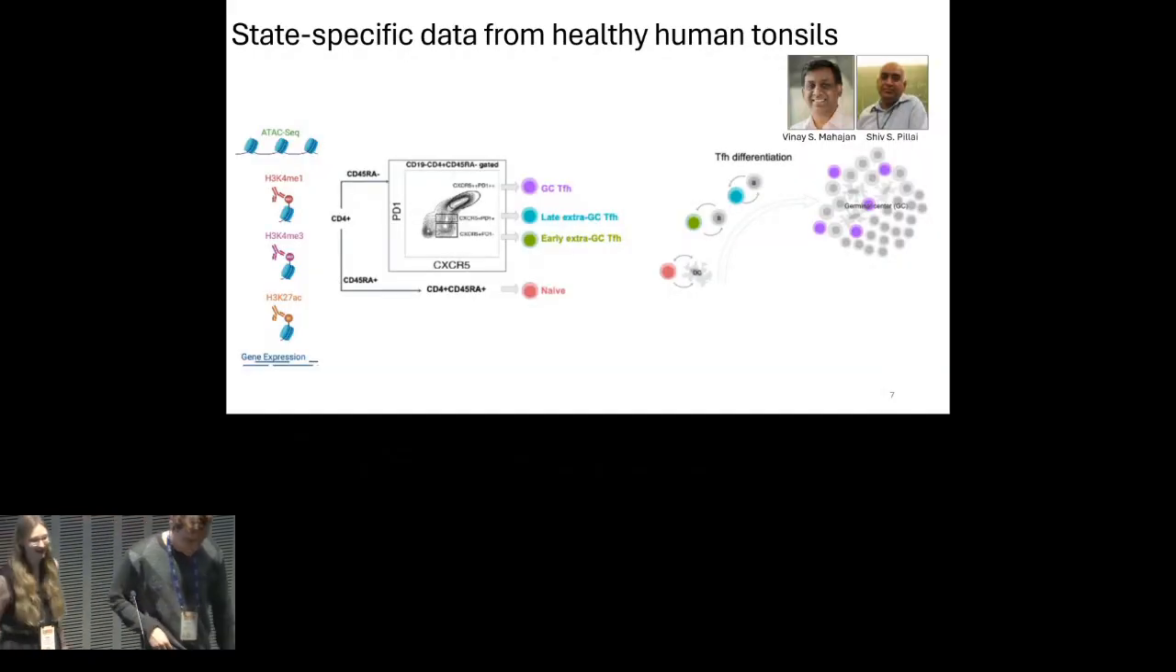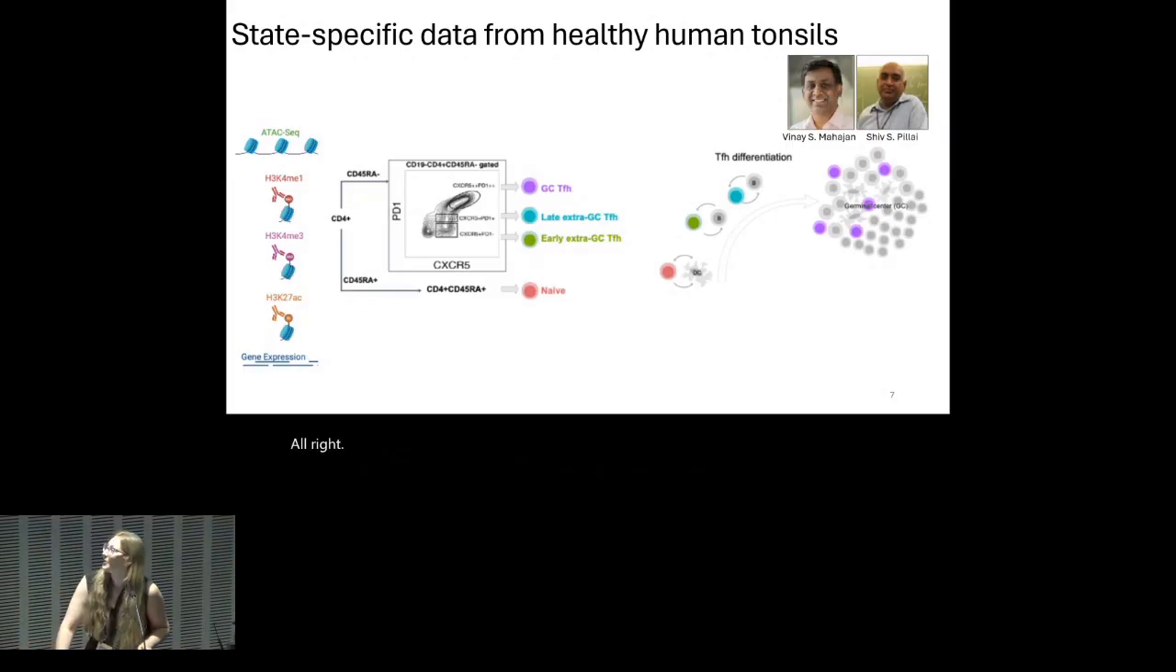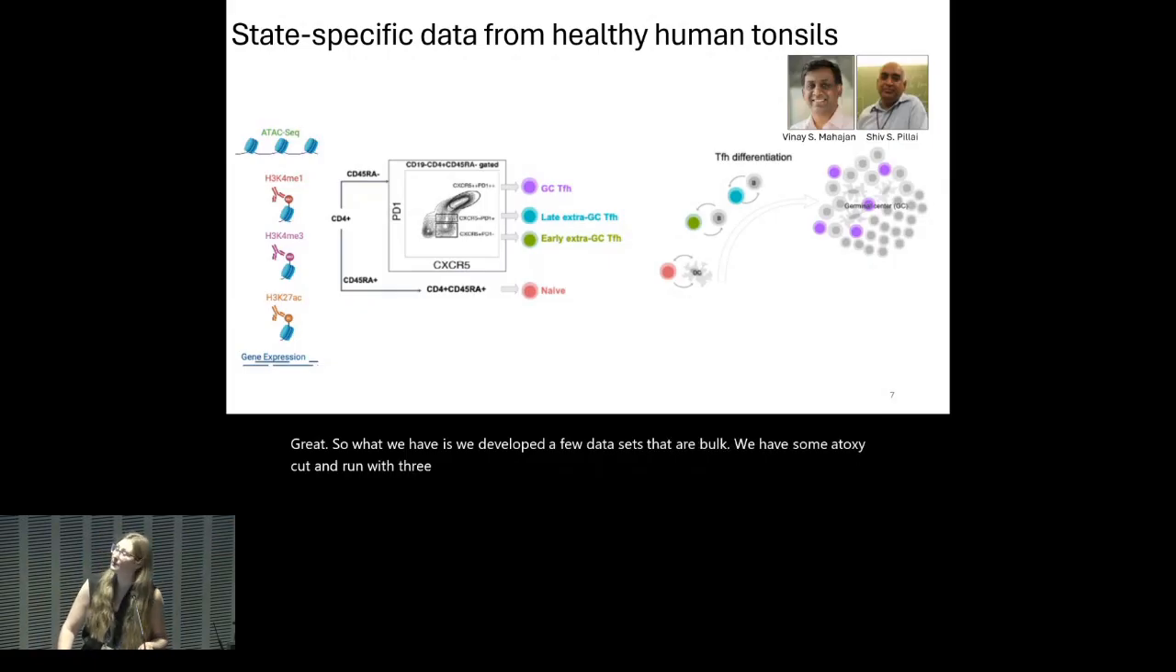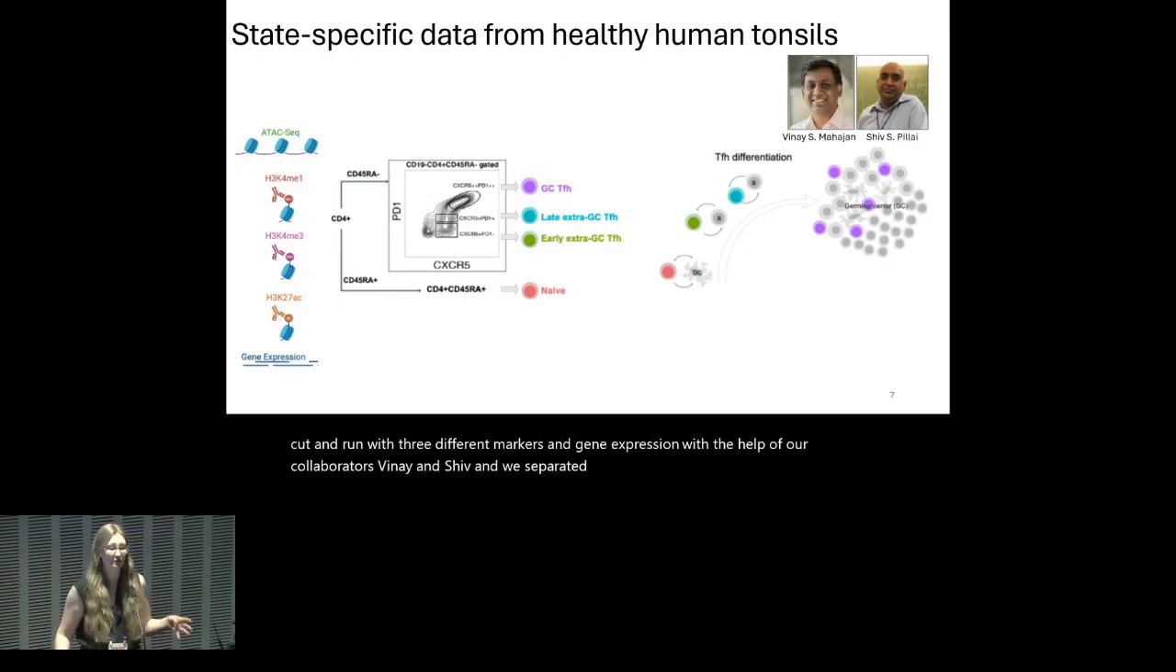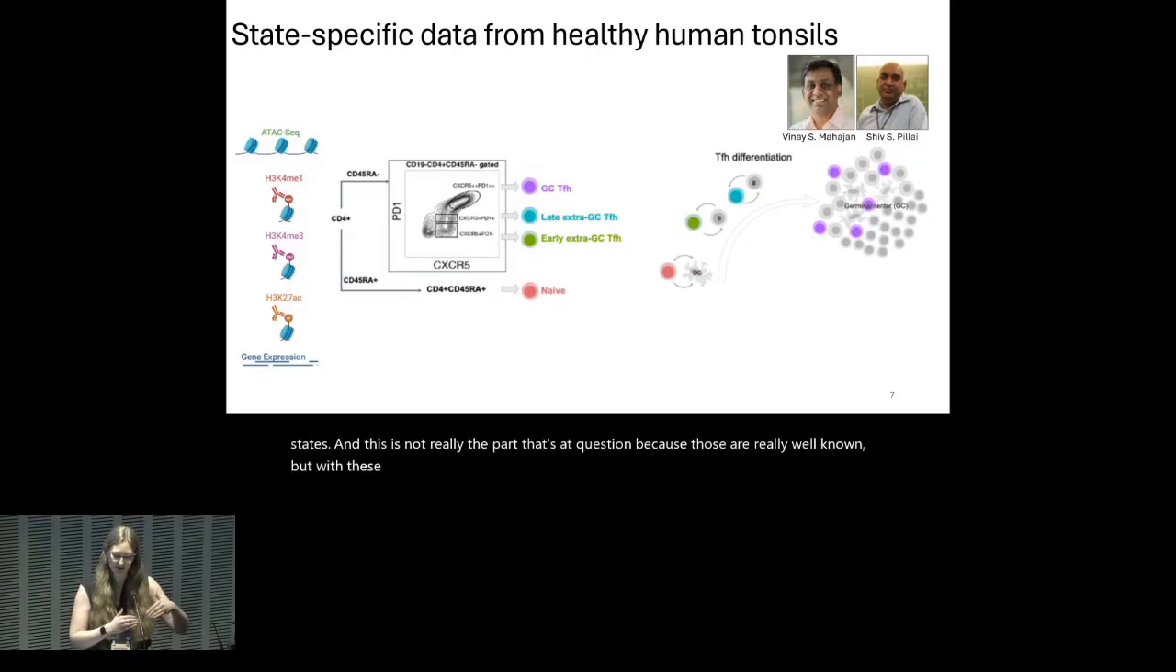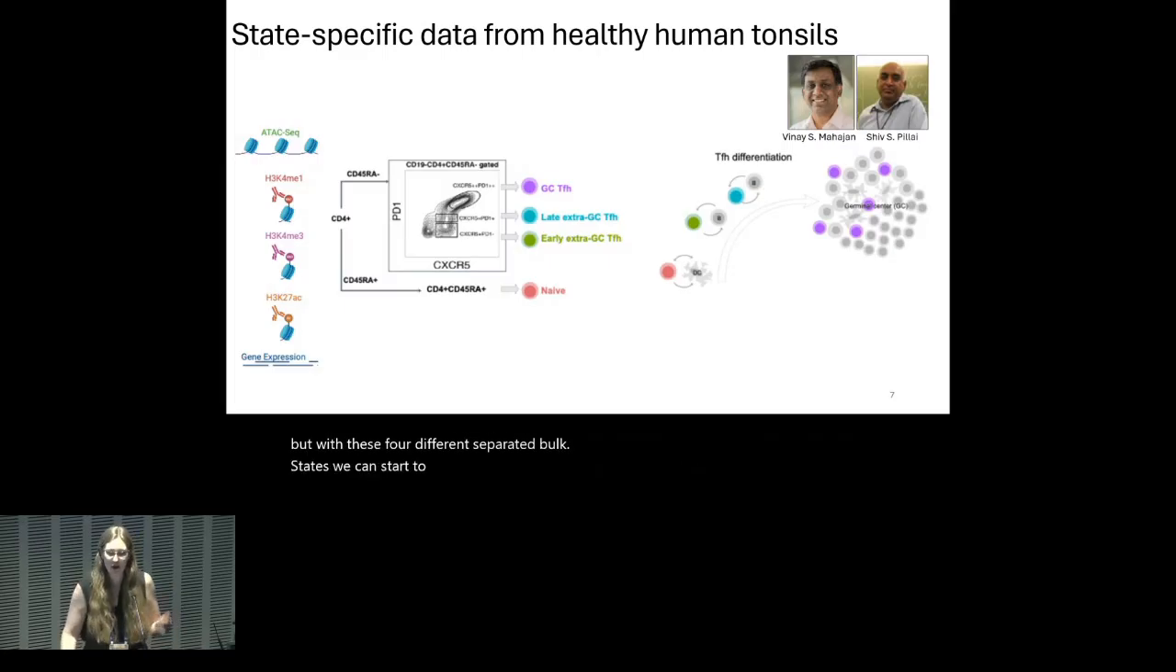All right, great. So we developed a few data sets that are bulk. We have some ATAC-seq, CUT&RUN with 3 different markers, and gene expression, with the help of our collaborators Vinay and Shiv. And we separated that data based on 4 TFH differentiation states. This is not really the part that's in question because those are really well known.